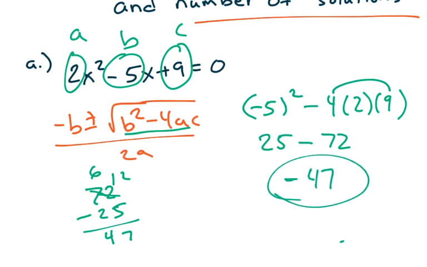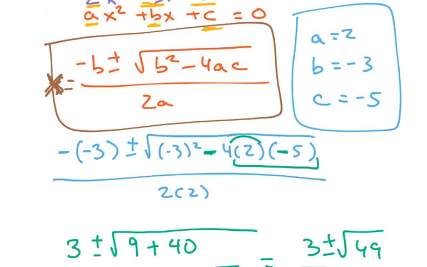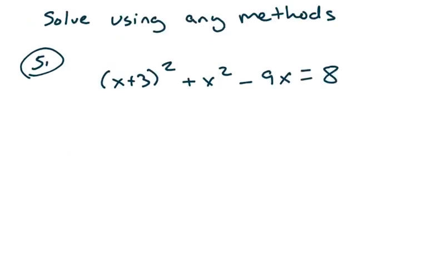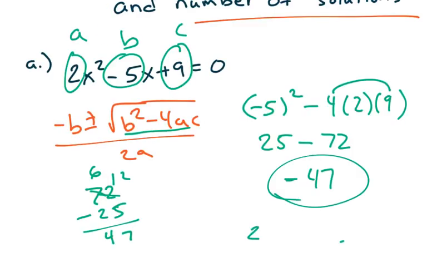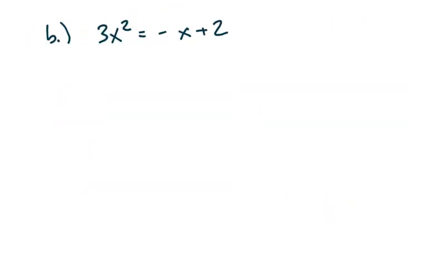But because this is negative, we said when it's negative, you have this scenario where you have 2 imaginary solutions. So this is going to be 2 imaginary solutions. And that's it. Okay, so go ahead, pause the video, try this one out on your own. I'm going to assume that you've done so.